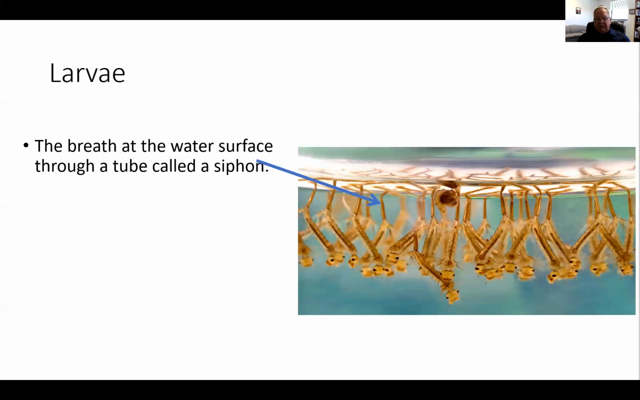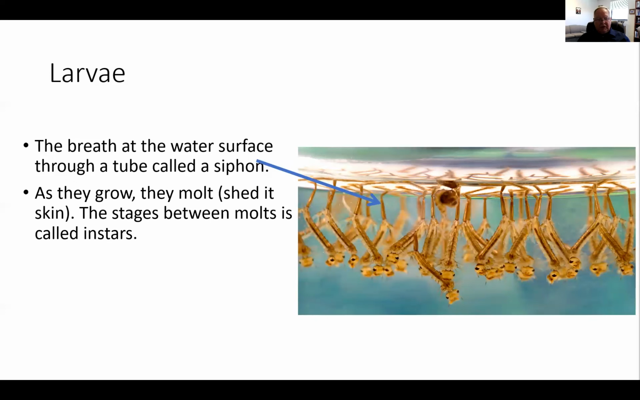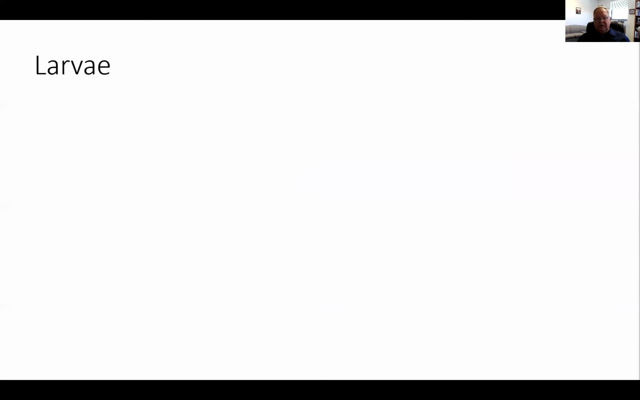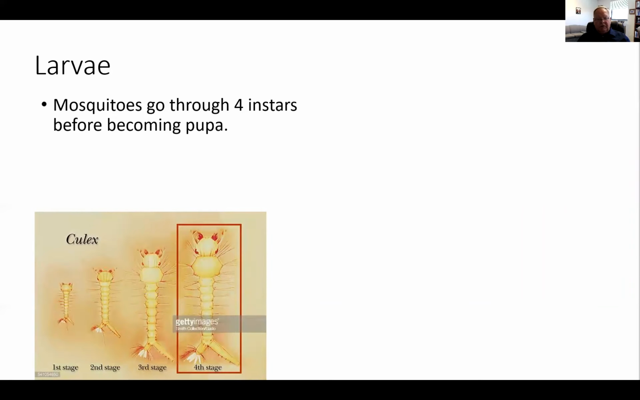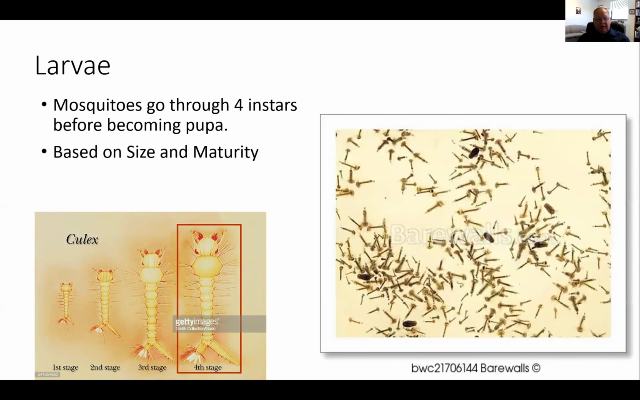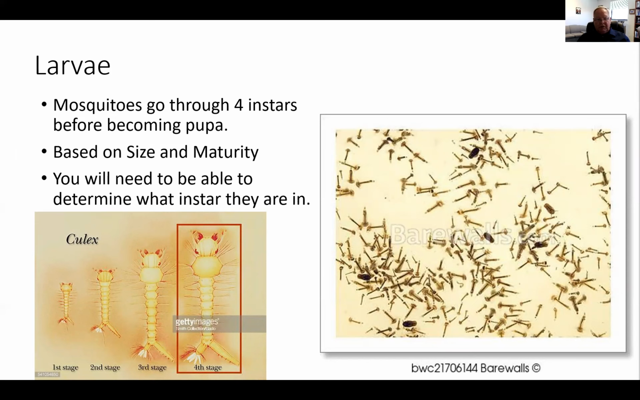Okay. As they grow, they'll molt or shed their skin. The stages between molting are called an instar. So you have first instar, and so let's look at those. Mosquitoes go through these 4 instars before they become a pupa. Based on their size and maturity, you can begin to see them. You'll need to be able to determine what instar they are as you look at the dippers and see them.